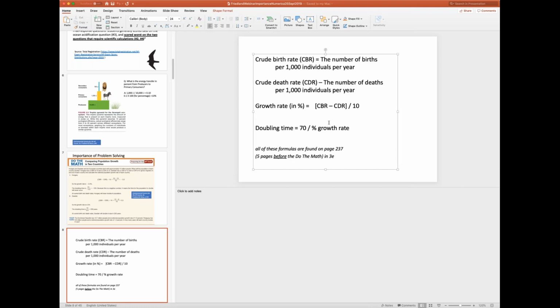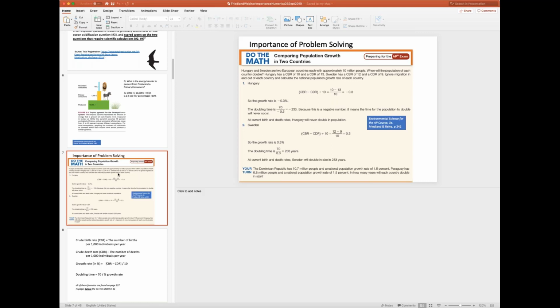The other thing you need to know to do this do the math box is the doubling time, which is 70 divided by the percentage growth rate. And I'm sure some of you have derived this or seen more explanation on it. But very quickly, here's an example in our do the math box, which occurs towards the end of this module in our textbook. We learn that Hungary, and in a lot of cases, going over these with your students time and time again allows them to read a word problem and understand what they need to pull out. So the text tells you Hungary has a crude birth rate of 10 and a crude death rate of 13.